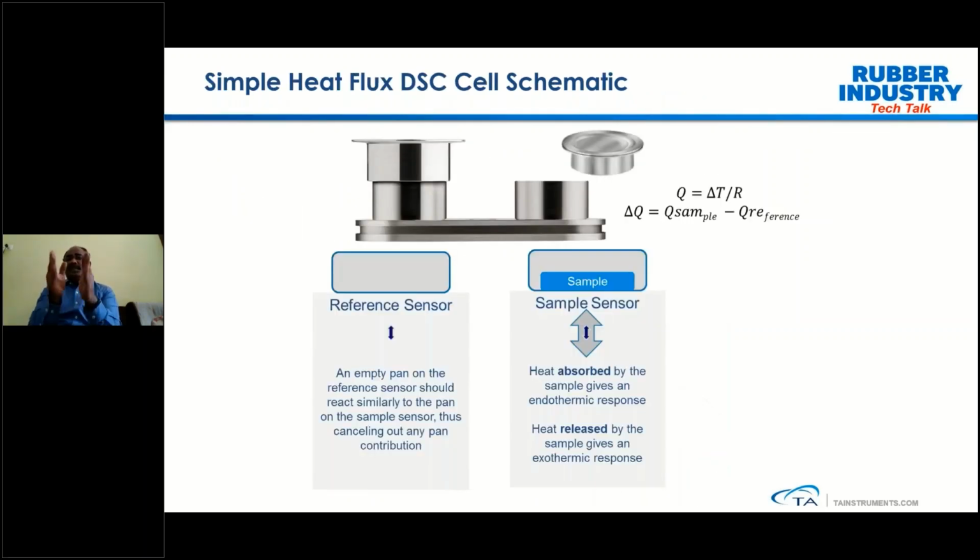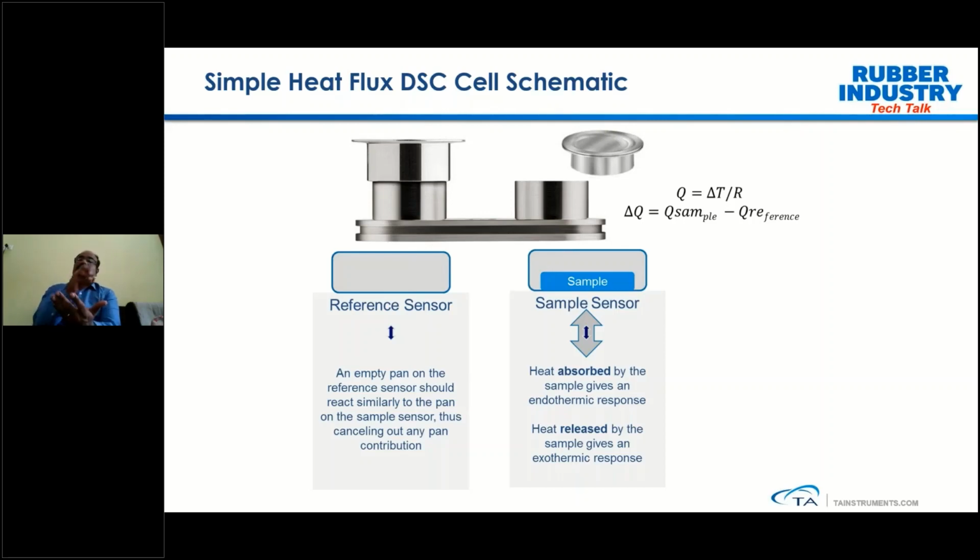Let's say if you look at the heat flux DSC, there are two concepts: one is heat flux DSC, the other is power compensation DSC. Heat flux DSC as offered by TA Instruments has many advantages as compared to power compensation DSC. In a heat flux DSC, you have a single furnace.